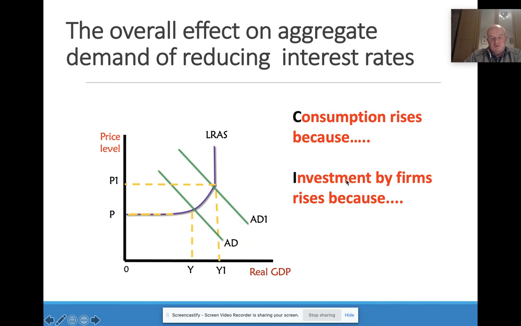And in this instance, because we've got this increase in output, that would also mean that investment in firms is likely to rise because, number one, it will be cheaper, and number two, there is more demand for goods and services. So businesses are more likely to invest in further capacity and further output.